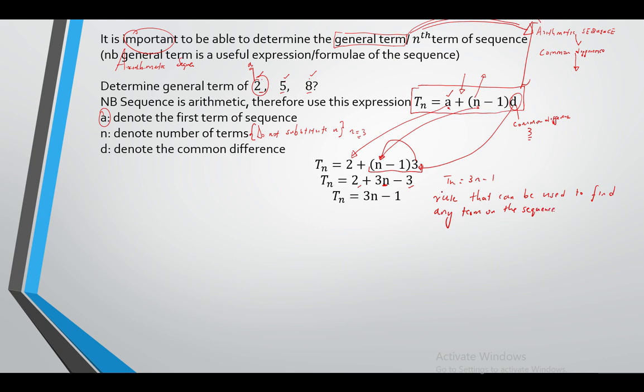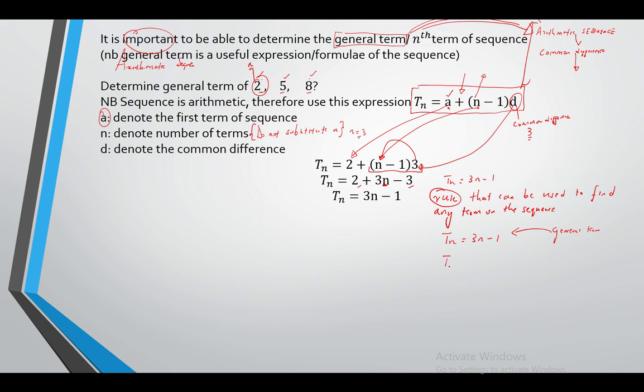A general term is a rule that can be used to find any term on the sequence. Suppose I'm looking for term number 4. I want to know what term number 4 on the sequence is. I'm going to use a general rule to find it. Let me say Tn equals 3n minus 1. Remember, this is a general term, which is a rule to find any term on the sequence. So I want to use this rule to find term number 4.